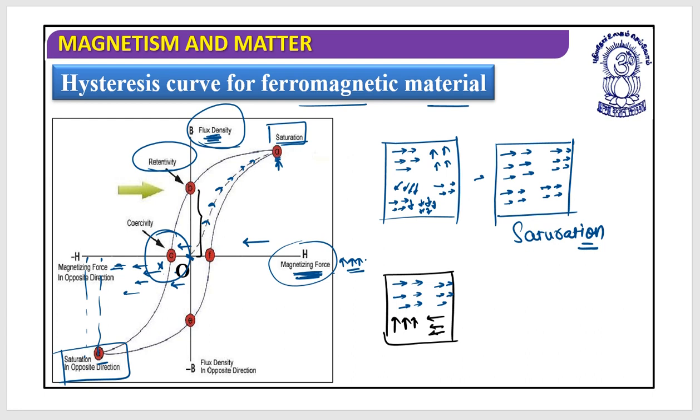Now what I do is I start increasing the magnetizing force in the positive direction, and I got this kind of curve. So this is the hysteresis curve. This is the hysteresis curve for the ferromagnetic material. I hope this is clear. This is clear? Yes? Great.